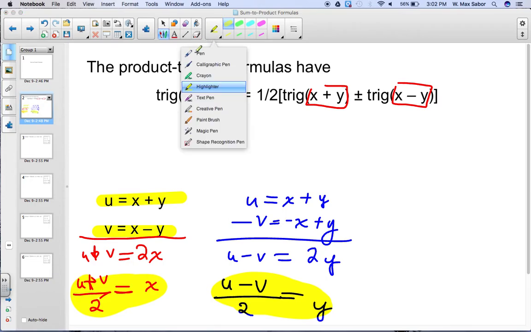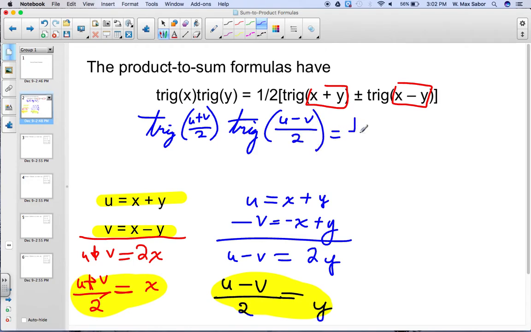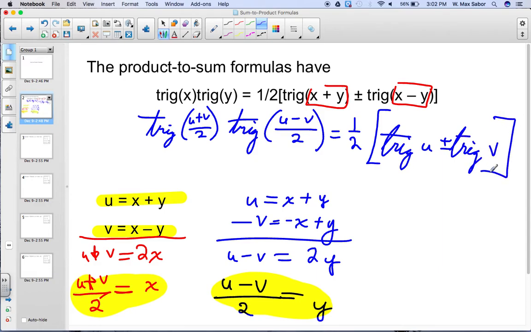So what we'll end up getting is something along the lines of trig of, well, x was u plus v over 2, y was u minus v over 2, equals 1/2, and then we'll have a trig function of u combined with a trig function of v. And then if we multiply by 2, we'll have a sum on one side and a product on the other side. So we'll be able to get our sum to product rules.